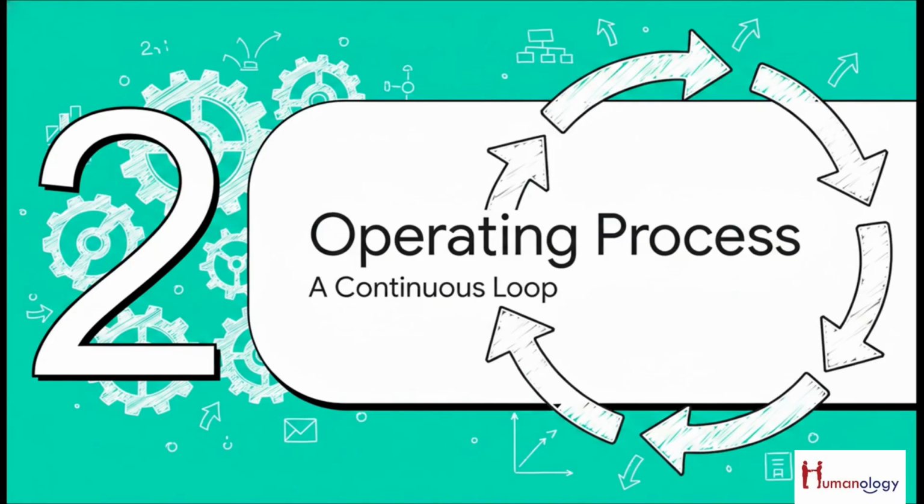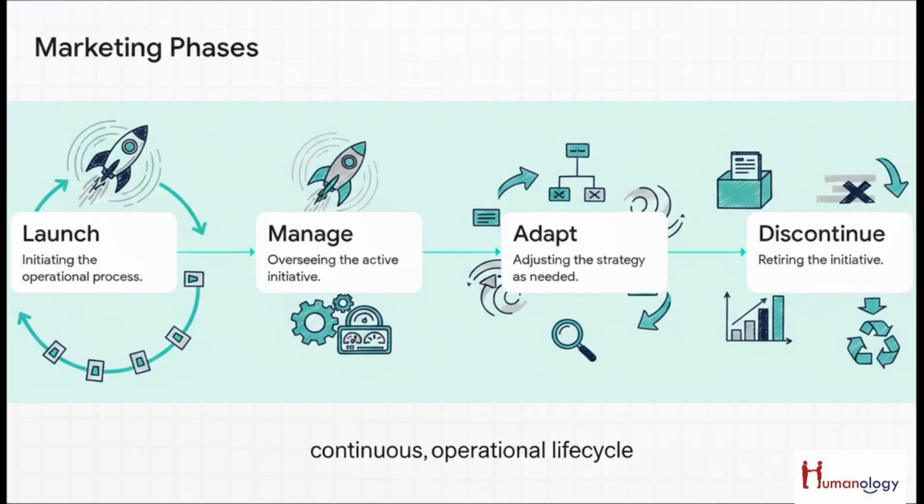Moving on to Section 2, the operating process, a continuous loop. Now, what's really interesting here is how these exact 4 phases, launch, manage, adapt, and discontinue, create a totally complete continuous loop. It's a sequential, highly structured journey. Every step is deliberately fenced off to make sure your work operates with that Six Sigma precision we just talked about. You don't just do marketing anymore. You push your initiatives through these specific, controlled gates.